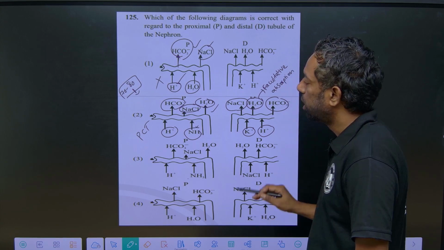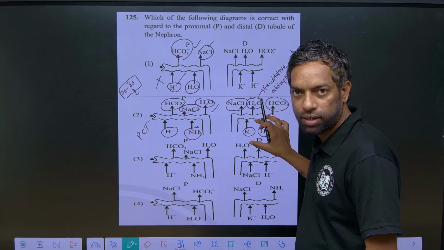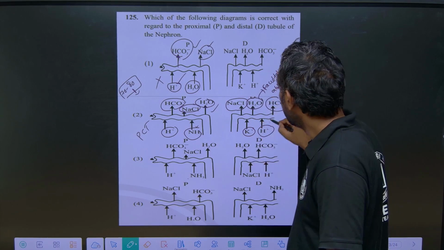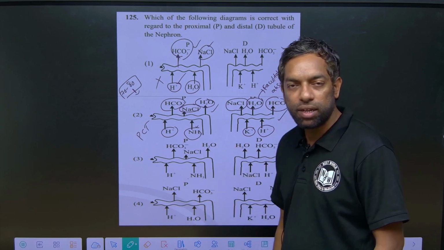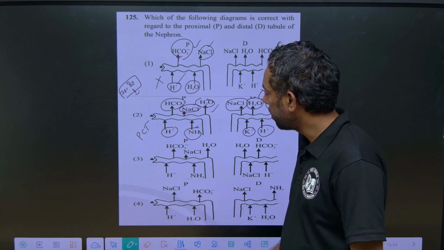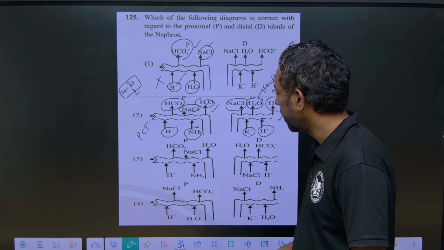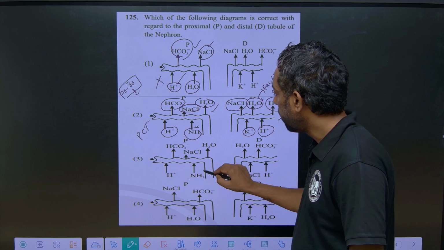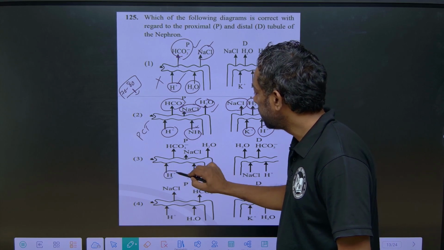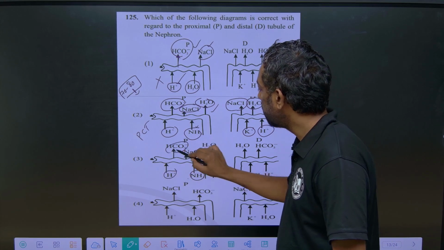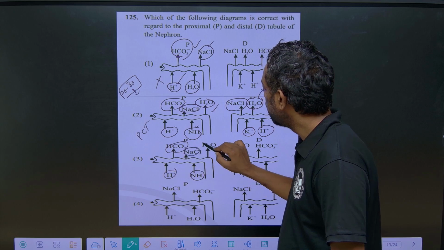Facultative absorption. If you know the perfect answer, this is the answer, no need to read these three. Just look at the remaining third and fourth options. Ammonia secretes, hydrogen secretes, bicarbonate absorbs, and NaCl and H2O absorb.